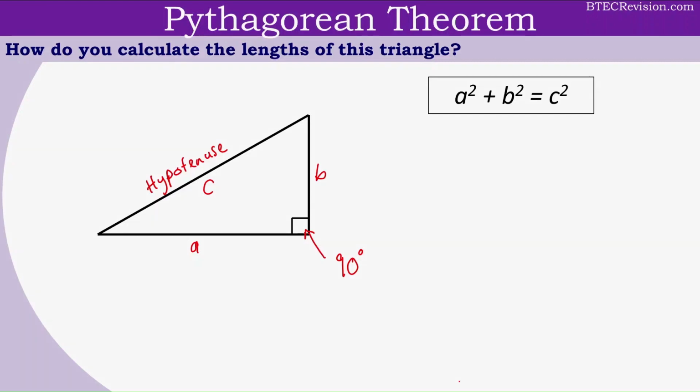Here we have Pythagoras' theorem, and this is written as A squared plus B squared is equal to C squared. This is telling us that if we take this length A, square it, and add it with this length B, square that, that's going to be equal to the square of C. This holds true only for right-angled triangles.